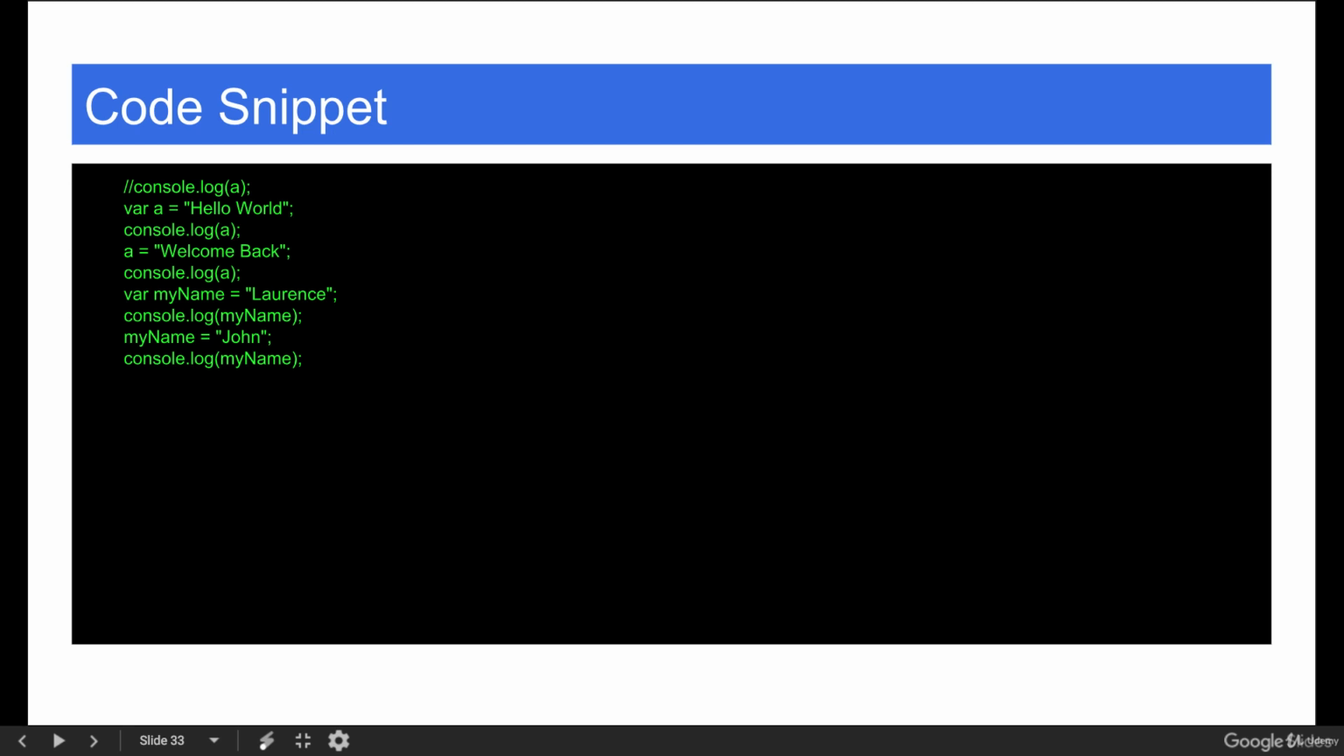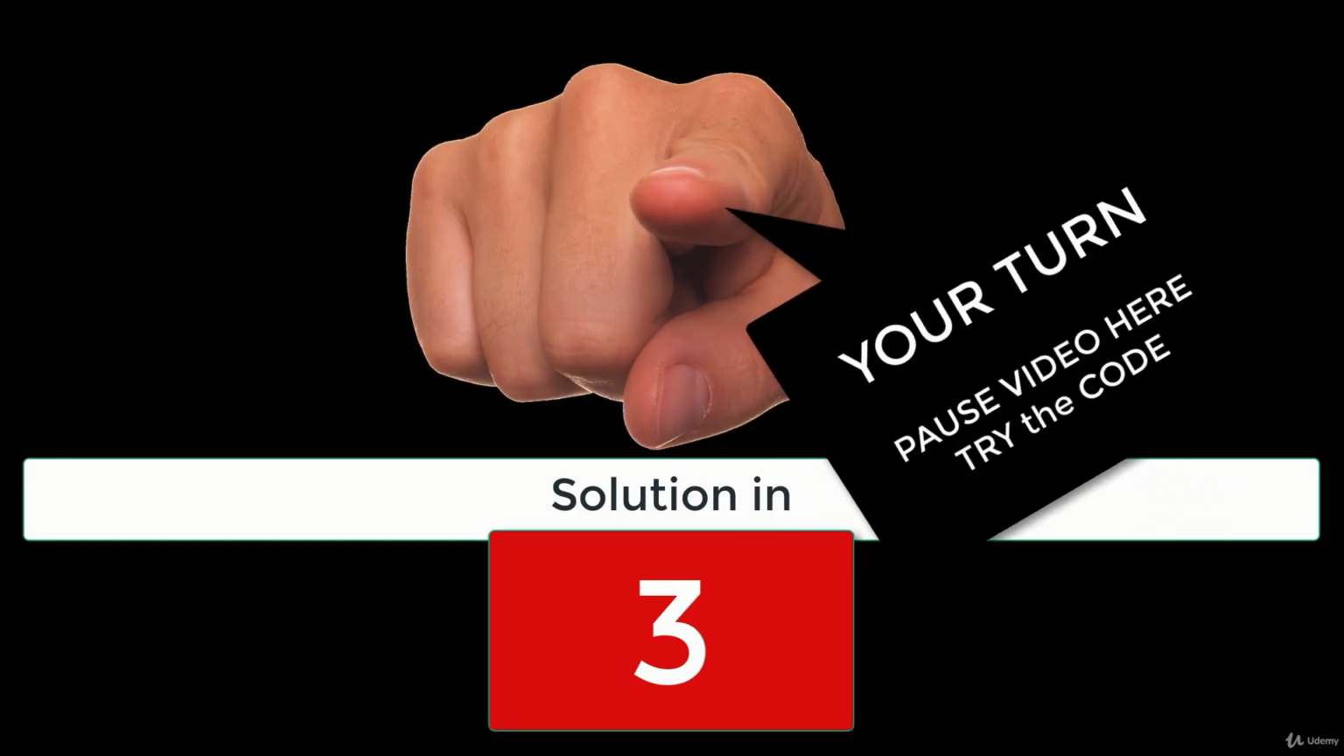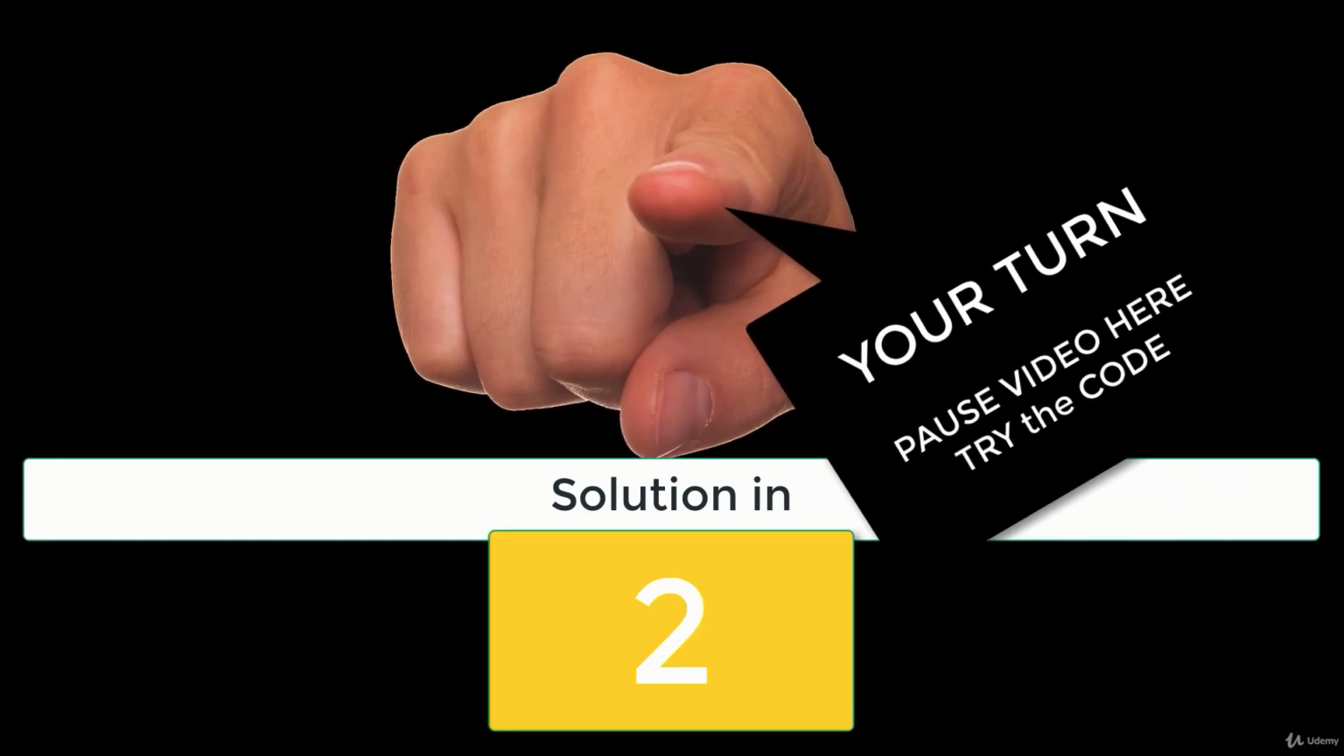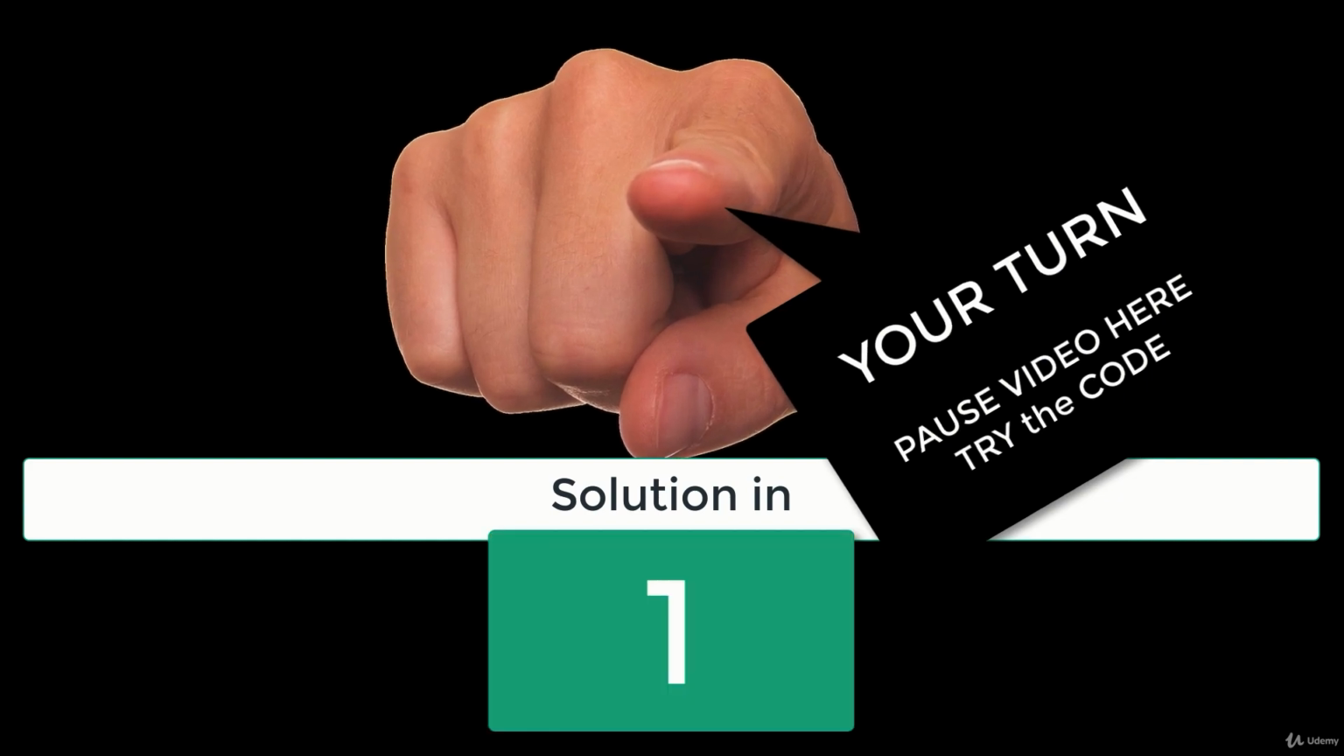You can see that we're first starting out by console logging out the value of A, setting it as hello world, then logging it out. Then we've got welcome back, and we're logging out that variable of A again, and we're going to see it's got a different message. Then we're setting a name and console logging out the name, and then we're setting the name of our friend and console logging out that name. So let's try that out. You can pause the video here and write the code.